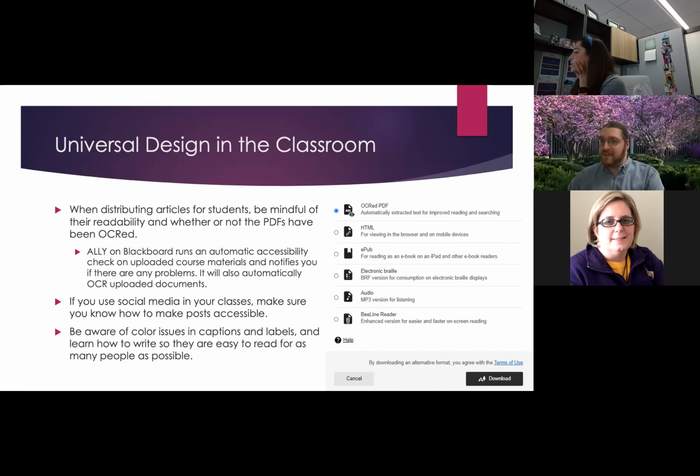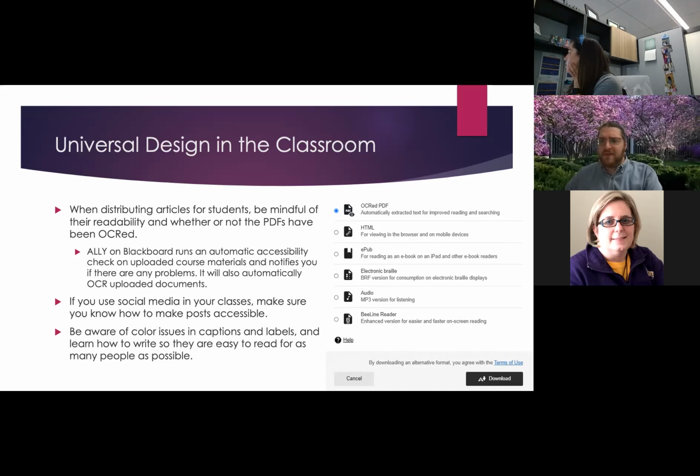If you use social media in your classes, make sure you know how to make social media posts accessible. We are happy to help with that. Twitter has some really robust guidelines. Facebook has some really robust guidelines. Facebook's a little difficult to work with, but they'll do it. And YouTube's also got some great features. So if you are using any of these social media platforms in your classes, make sure that you know how to make posts accessible and that you do make your posts accessible.